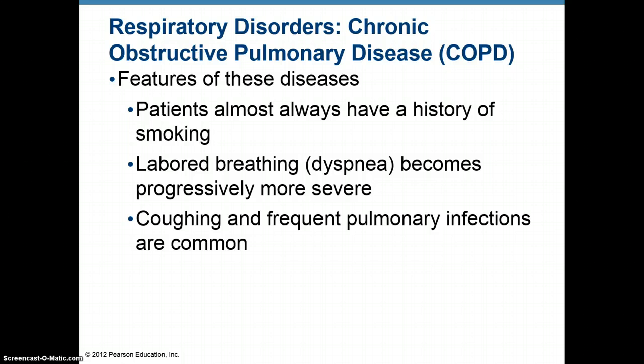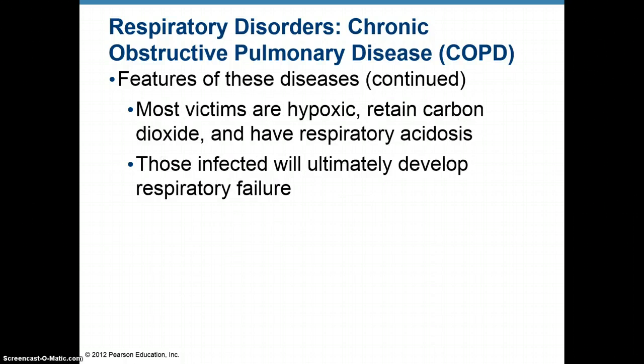They tend to have what we call dyspnea. Dyspnea is labored breathing. That means they have a hard time breathing. And the more severe the disease, the harder it is for them to breathe. They tend to cough a lot, and they have frequent pulmonary infections. The reason for that is that their lungs are not as strong as they're supposed to be. So that is chronic obstructive pulmonary disease.